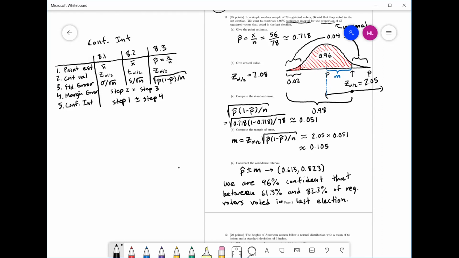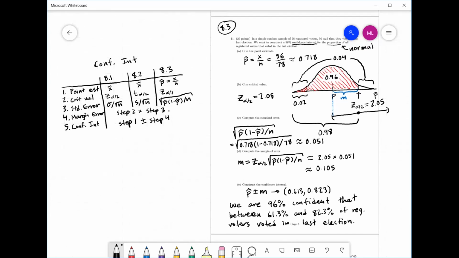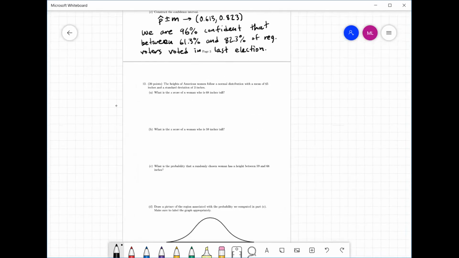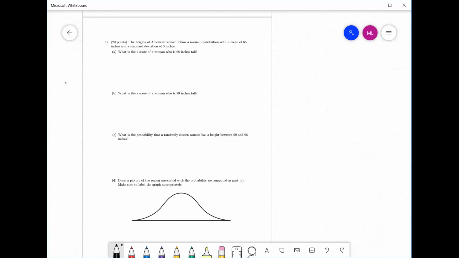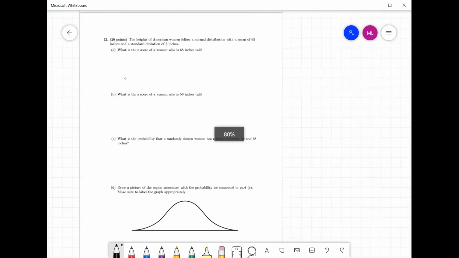Okay. Any questions about this? Hopefully this is a helpful thought of how to organize things on your note card. Okay, then let's move on to problem number 12 here.